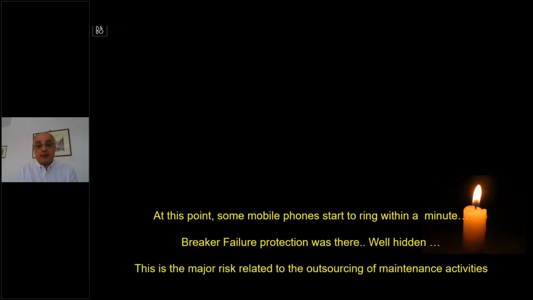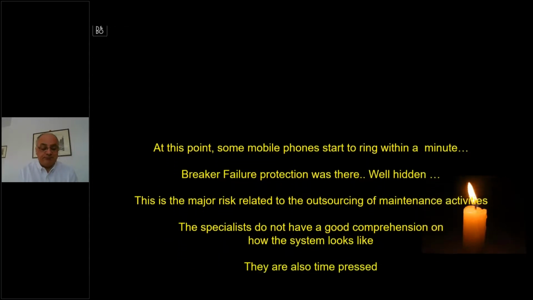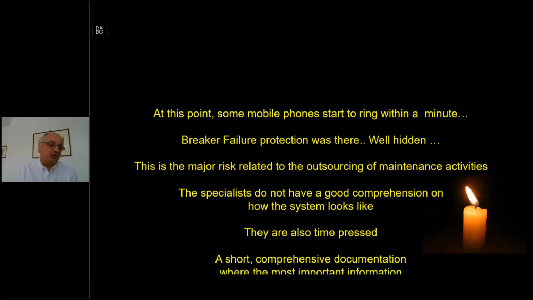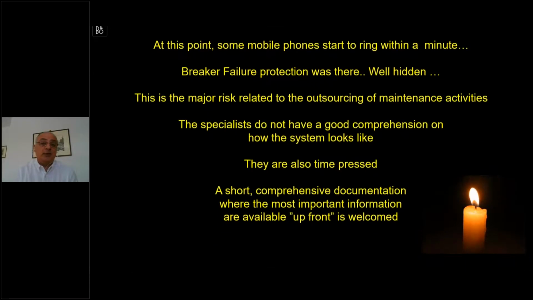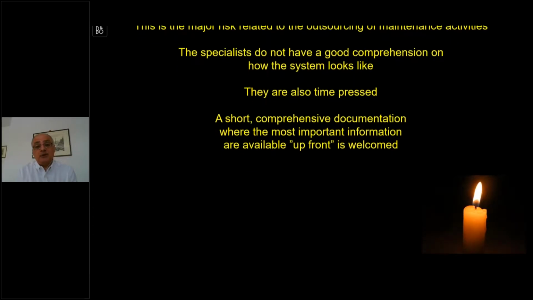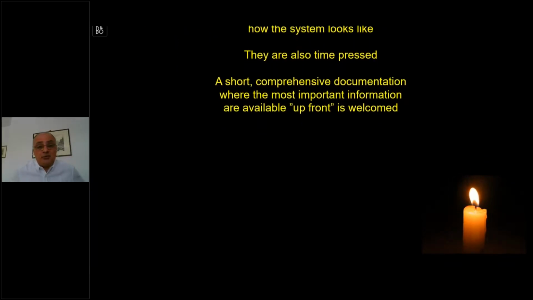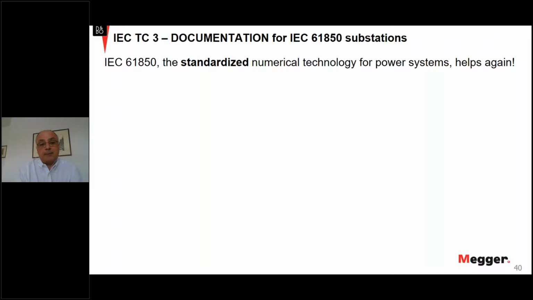So at this point, what happens? Some mobile phones start to ring within a minute because the control system has seen that. Breaker failure protection actually was there, but it was very well hidden. This is a major risk related to outsourcing. Specialists don't have a good comprehension of how the system looks. They are also time pressed. And a comprehensive documentation where the most important information is upfront would be desirable, but we don't have it.